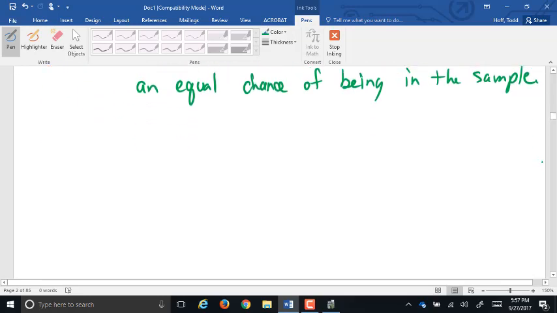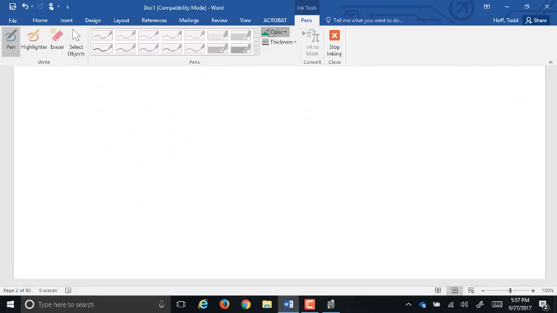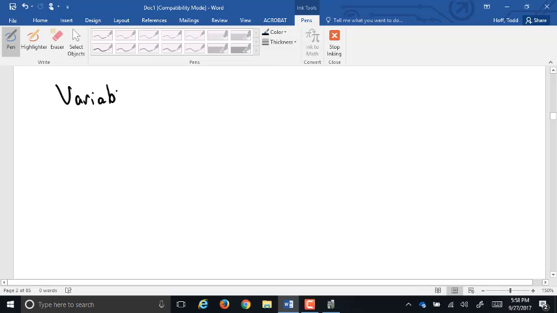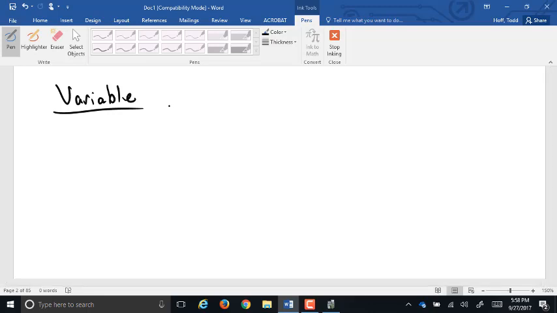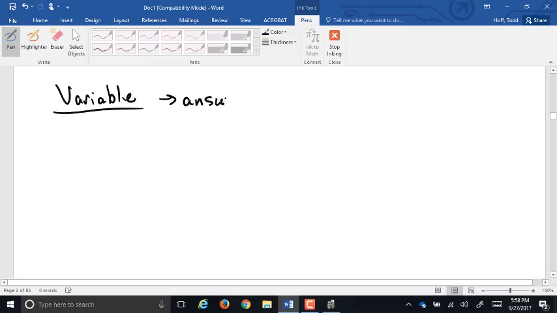So anyway, let's get back to that variable that we talked about. That variable is the answer to the question we're asking. Who are you going to vote for? Do you support this proposal? How much force can this part hold? How tall are you? How much money do you earn? How many credits do you have? Whatever those questions are, the answer is the variable.